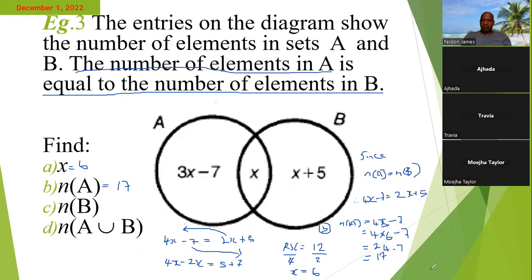B is 11. Nobody get the value for the number of elements in B? Our number of elements in A is 17, sir. Yeah, I already calculated that. So which one are you asking? For B. Oh, same 17, sir. Okay, so same 17. So how much is it now for the union? 28.